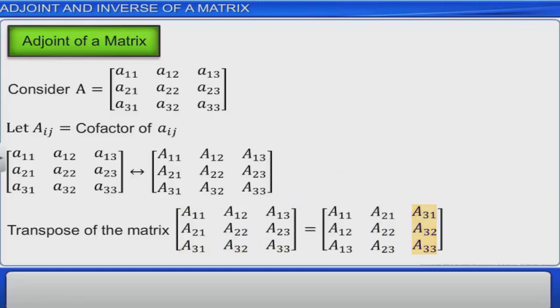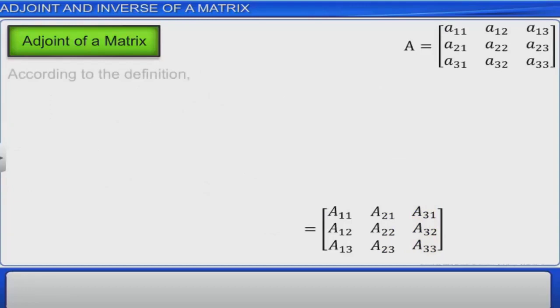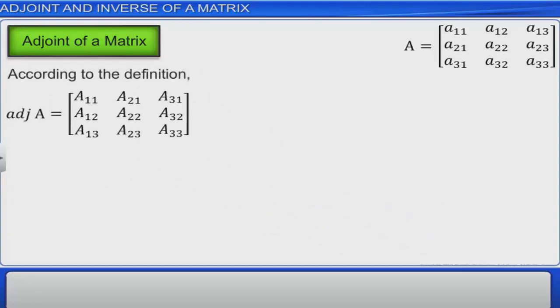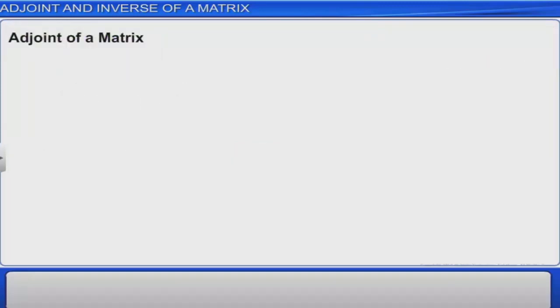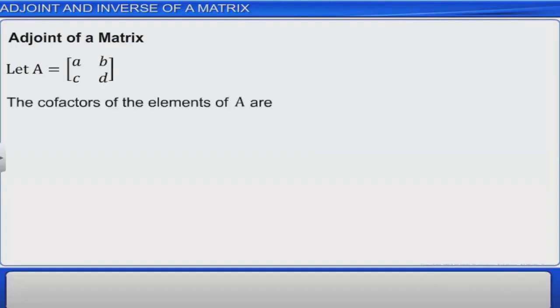Hence, the transpose of the matrix obtained by replacing the elements of a square matrix A by the corresponding cofactors is called the adjoint of matrix A. It is denoted as shown. Now, let us see how we find the adjoint of a 2x2 square matrix, shown here. First, we find the cofactors of the elements of matrix A, which are as shown.